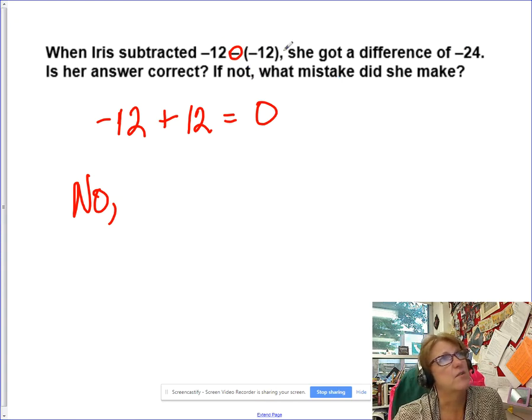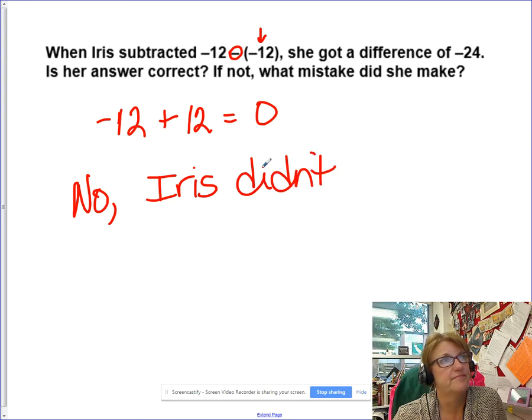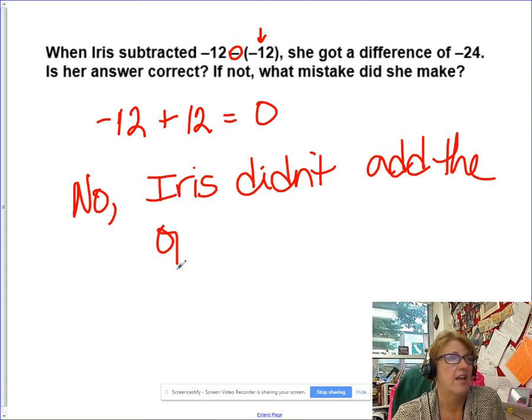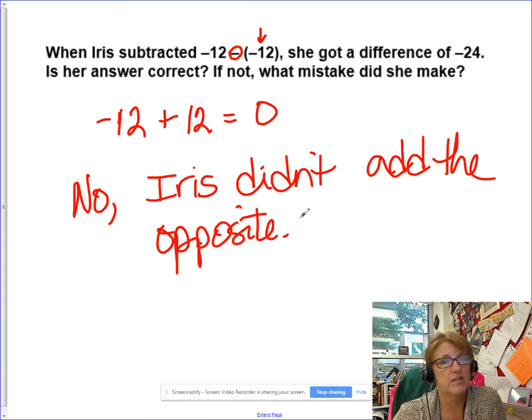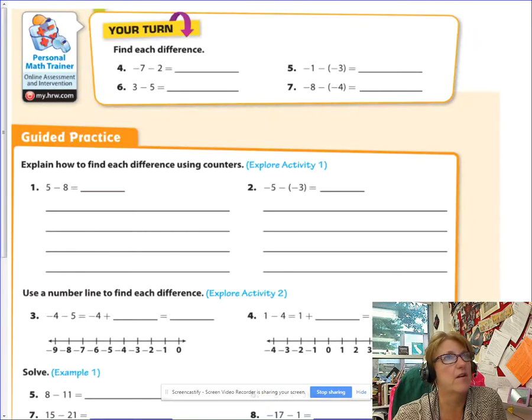Well, if she got -24, looks like she maybe kept this guy negative. It looks like maybe she decided to add, but she didn't add the opposite. So I'm going to say, what mistake did she make? Iris didn't add the opposite. And that's why she got negative 24. Okay, looks like she just added negative 12.